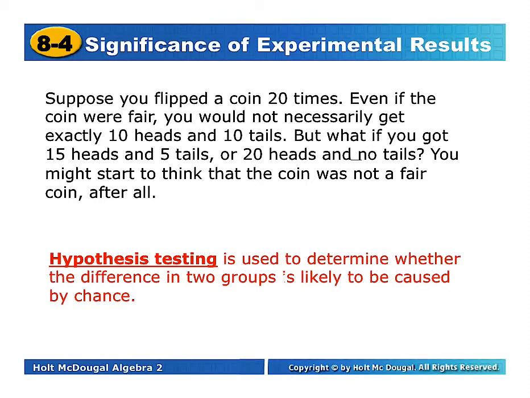Maybe it's weighted on one side a little too much. Or maybe we just got it by pure chance. So one thing we need to do for stuff like this is do some hypothesis testing. Hypothesis testing is used to determine whether the difference in two groups is likely caused by chance, or if there's a significant difference between the two.